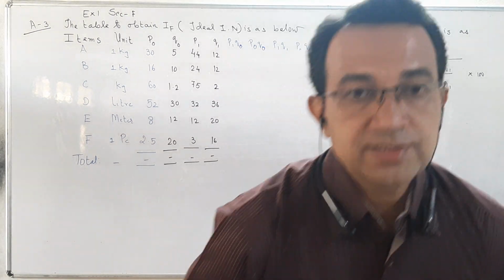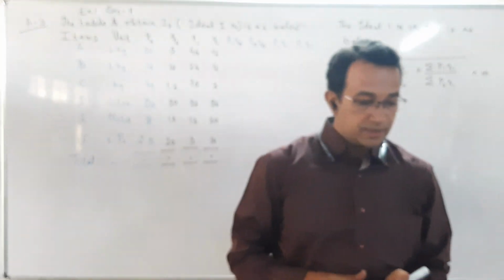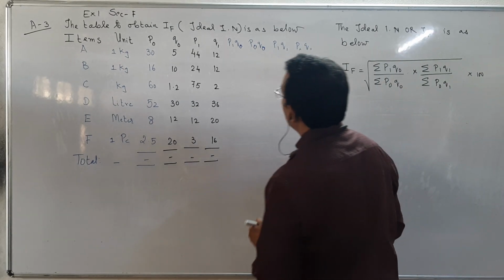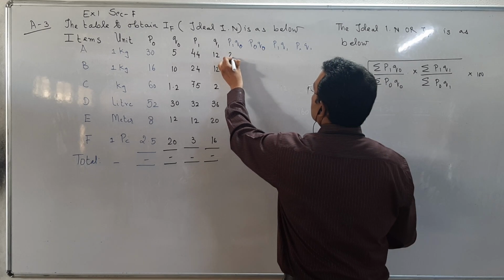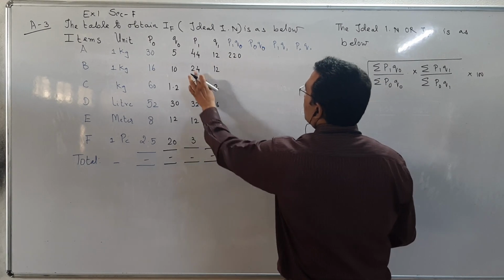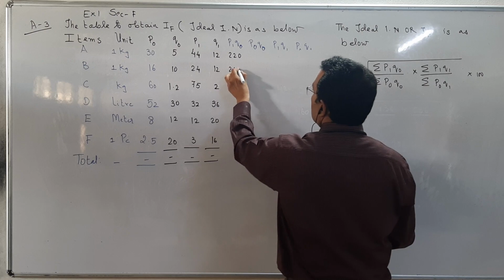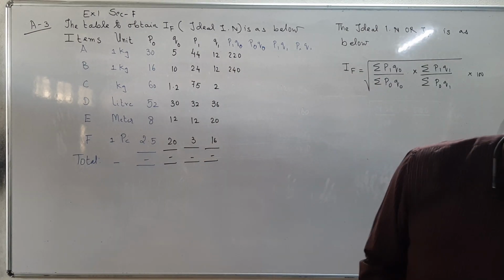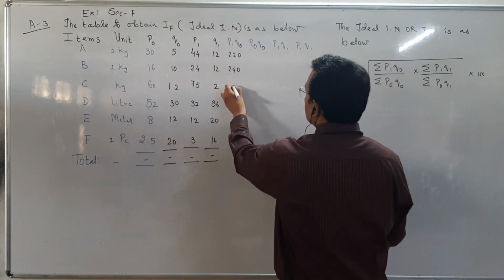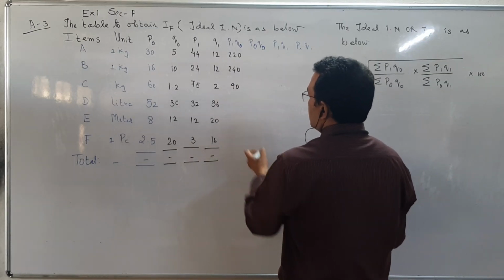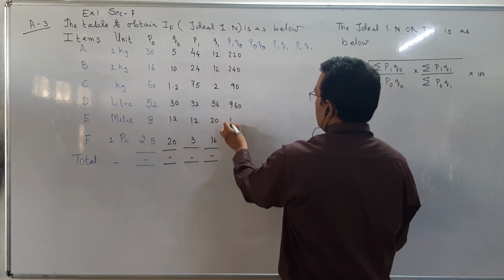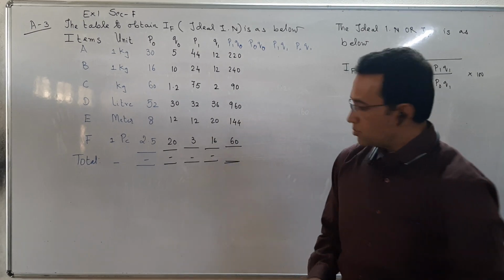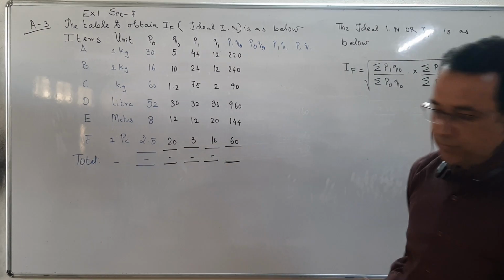Now students, simply we have to multiply and write. Come on, P1 Q0: 44 into 5, so it is 220. 24 into 10, so 240. 1.2 into 75, so 90. Then 32 3s are 96, so 960. 144 and 60. This total comes out to be, students, 1714.